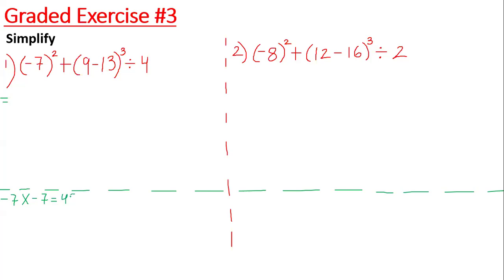49. Very good. And then it's going to be 49, right? Plus, open bracket. What is 9 minus 13? Negative 4. Negative 4 raised to the power of what? 3. Divided by what? Divided by 4. Very good.